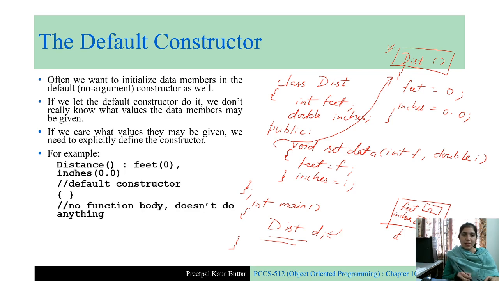So here is the same example. We have the class distance. Here we are defining the constructor outside the class. This constructor distance initializes two data members, feet to 0 and inches to 0.0. Okay, so this is an example of the default constructor.